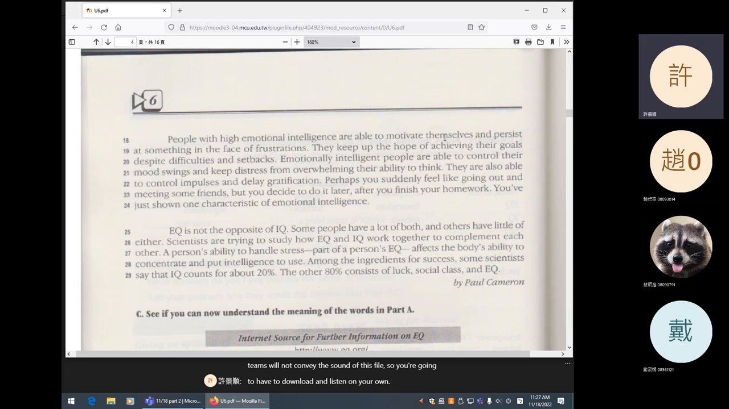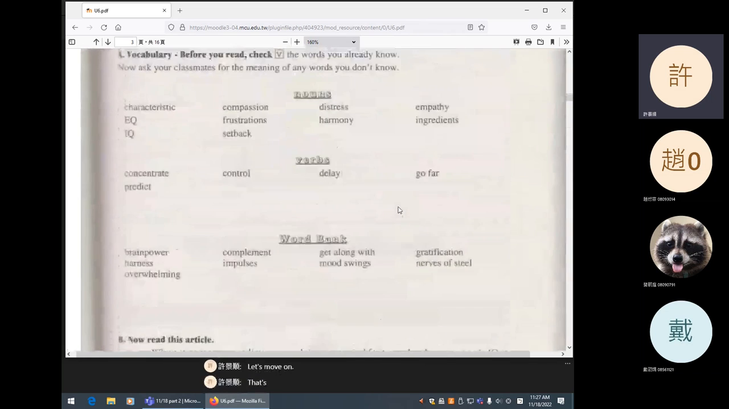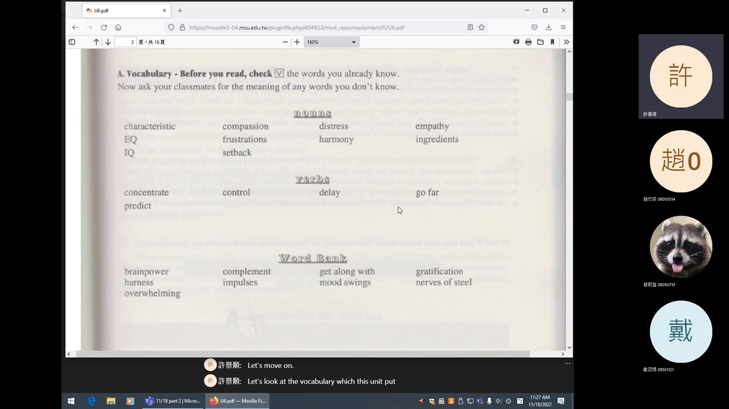Okay. Let's move on. Let's look at the vocabulary which this unit put before the reading. I think we have seen most of these words. Concentrate means to focus. It can also mean to reduce, 浓缩. So for example, 炼乳 is called concentrated milk. 果汁精华 is called juice concentrate.